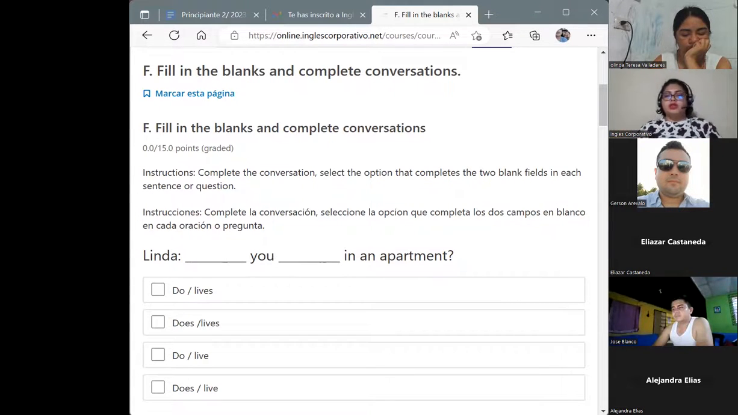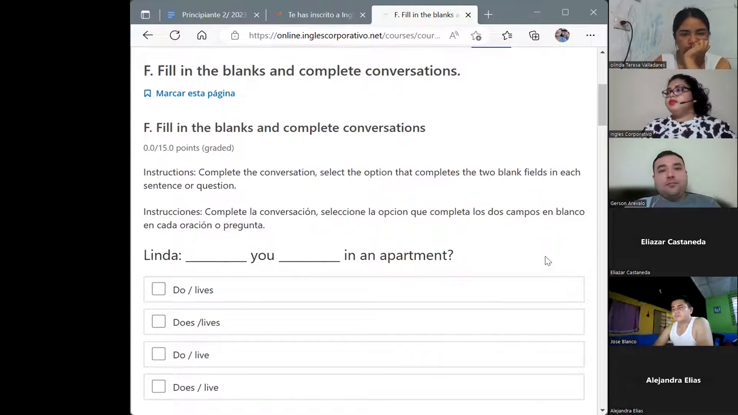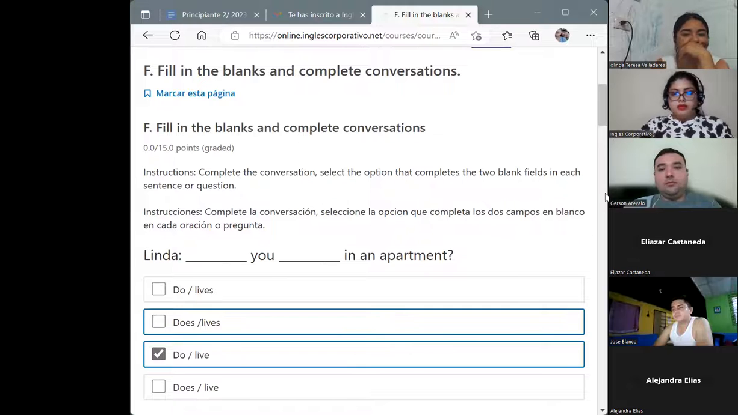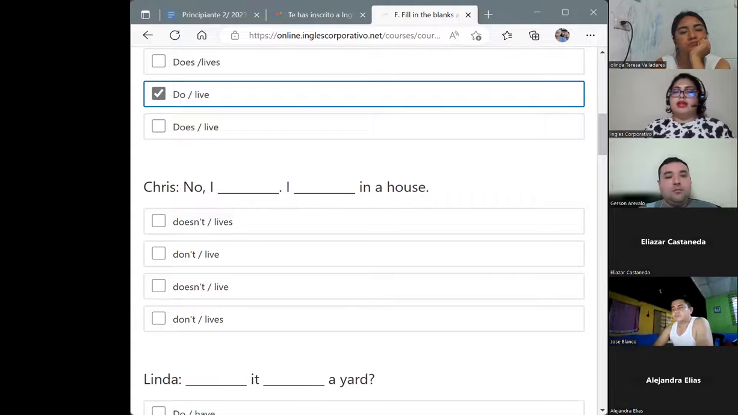Okay, we have two different options to complete these statements, dos opciones que nos van a ayudar a completar estas oraciones. In the first one, we have Linda, you in apartment. ¿Cuáles son las dos opciones que mejor le quedan a esta frase para completarla? Do lives, does lives, do live or does live? Next one, Chris. No, I in a house. Doesn't lives, don't live, doesn't live or don't lives?